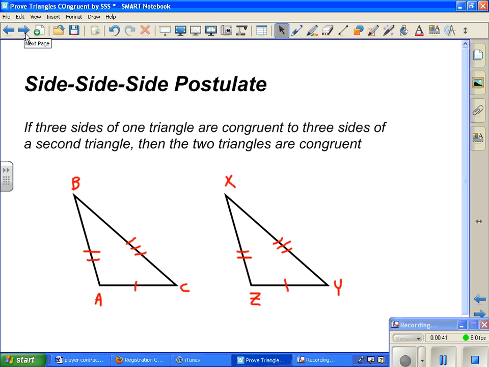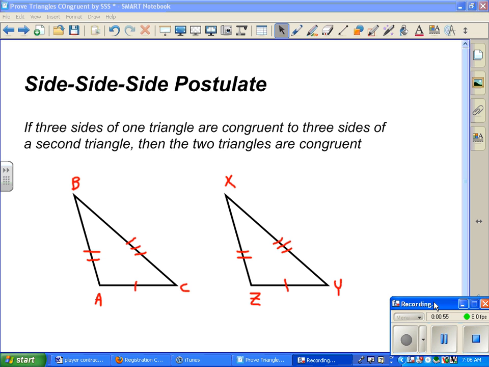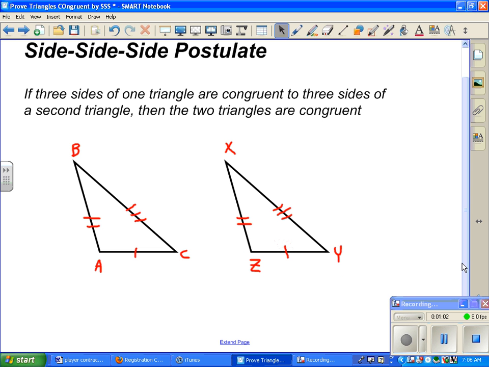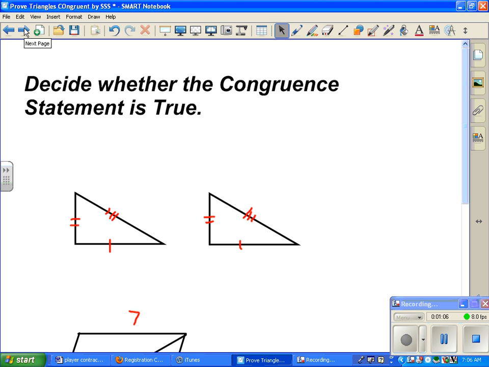The side, side, side postulate says if three sides of one triangle are congruent to three sides of a second triangle, then the two triangles are congruent. And hopefully that makes sense. If all three sides are congruent to three corresponding sides in the second triangle, then the triangles are congruent to each other. They have to be. They're the exact same triangle. Okay? Now let's take a look at things.